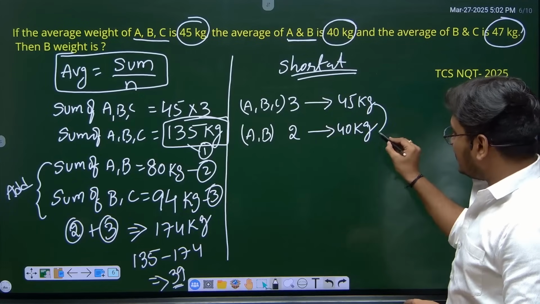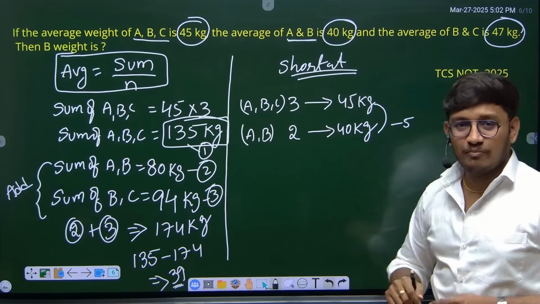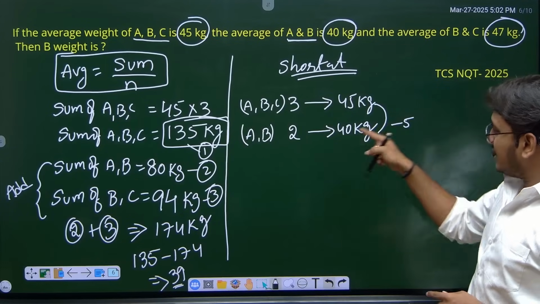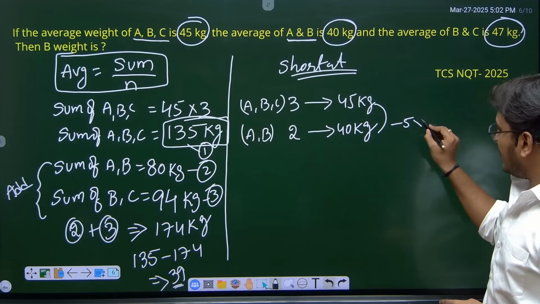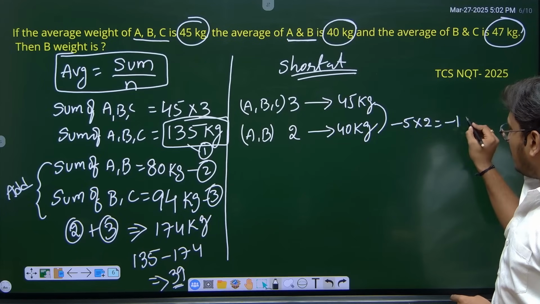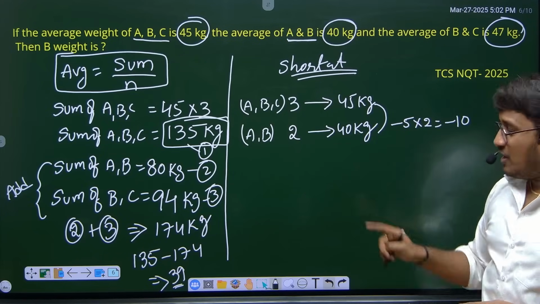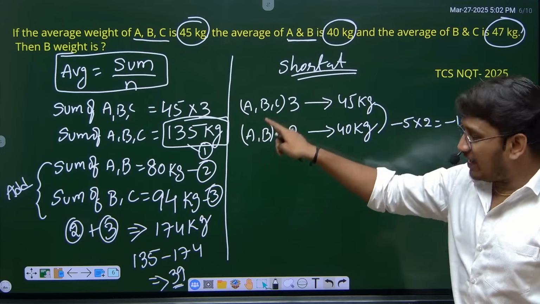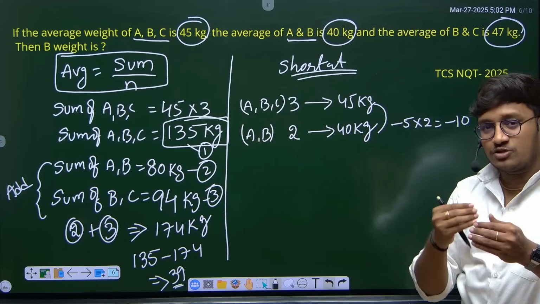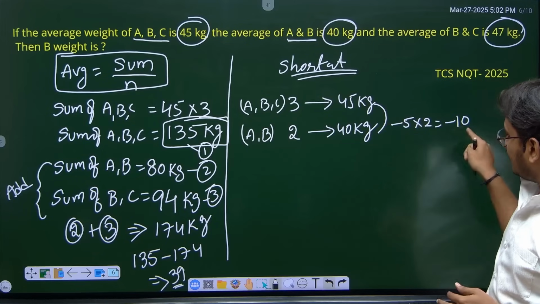How much less is it? Minus 5, right? For how many members is it reduced? 2 members. So minus 5 into 2, which is nothing but minus 10. Minus 5 for A, minus 5 for B. We have to reduce for both. That's the reason for minus 10.